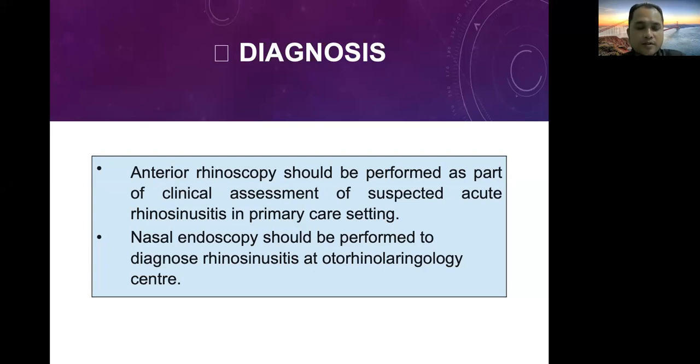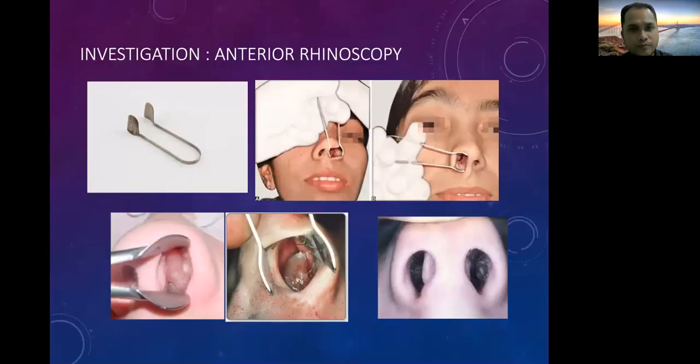For the diagnosis, as recommended in the Clinical Practice Guideline of rhinosinusitis, anterior rhinoscopy should be performed as part of clinical assessment if we suspect the patient has acute rhinosinusitis in a primary care setting. If we refer the patient to an ENT clinic, they have to do nasal endoscopy to diagnose the rhinosinusitis.